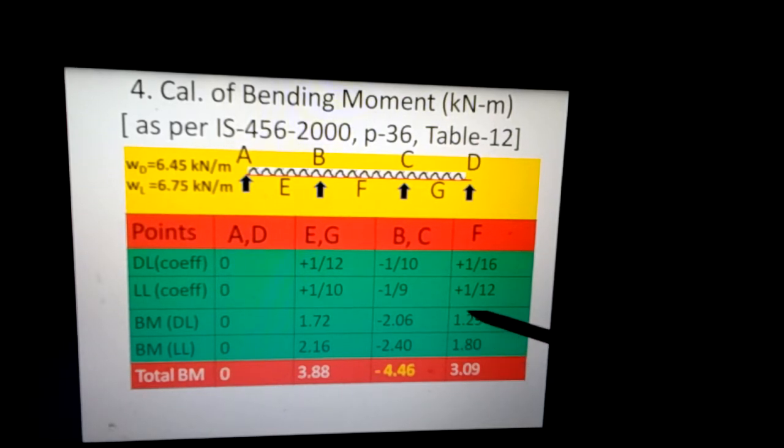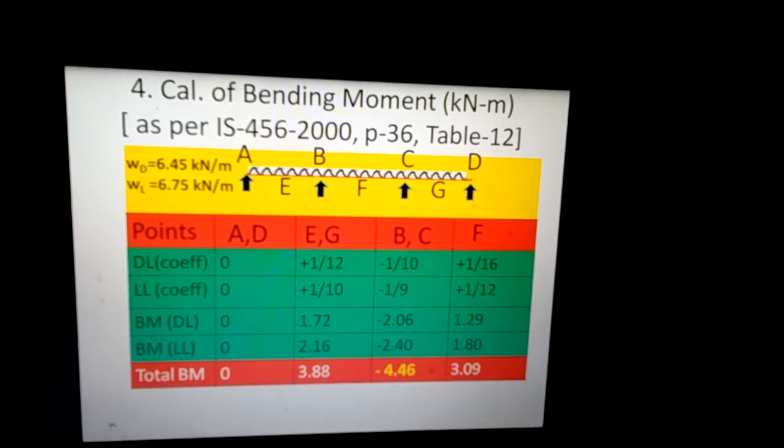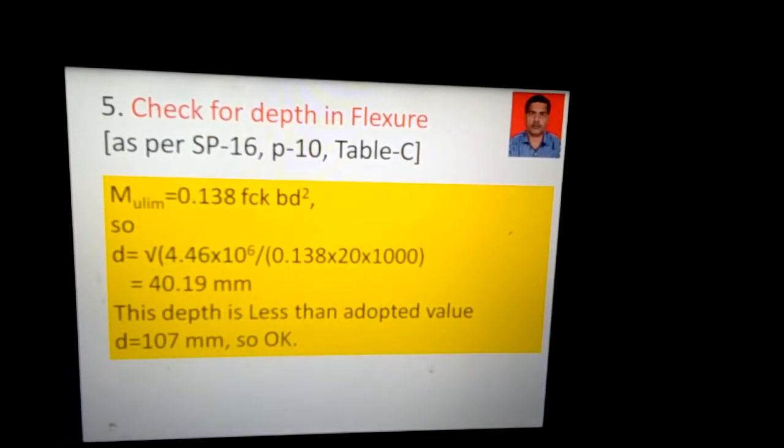So by taking the sum of these two moments, the bending moment because of dead load and the bending moment because of live load, the total comes to 3.09. Here the total of these two is minus 4.46, and the total of these two is 3.88. Now we have the total value of bending moments for all critical points. Out of these three values, the highest value in magnitude is 4.46. Corresponding to this value, we will now calculate the effective depth in flexure criteria.